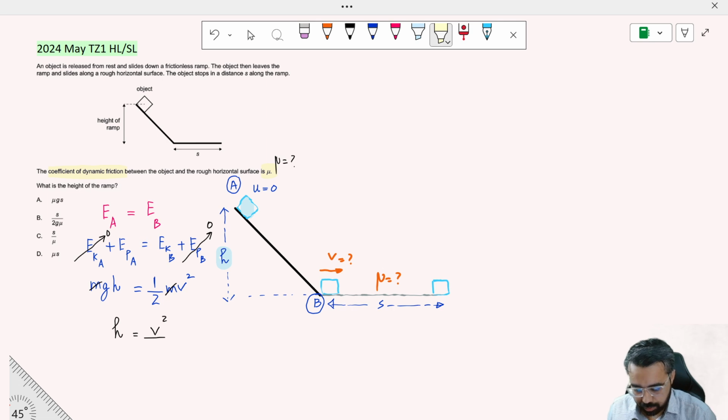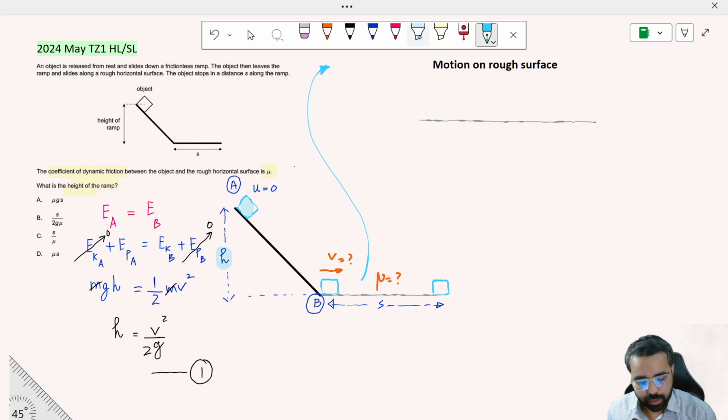So in this question, you have to find the height of the ramp. So what is the equation? It is v²/g... Okay, let us leave it as it is. Now let's talk about the second part of the motion, that is the rough surface, the motion of the object on the rough surface.